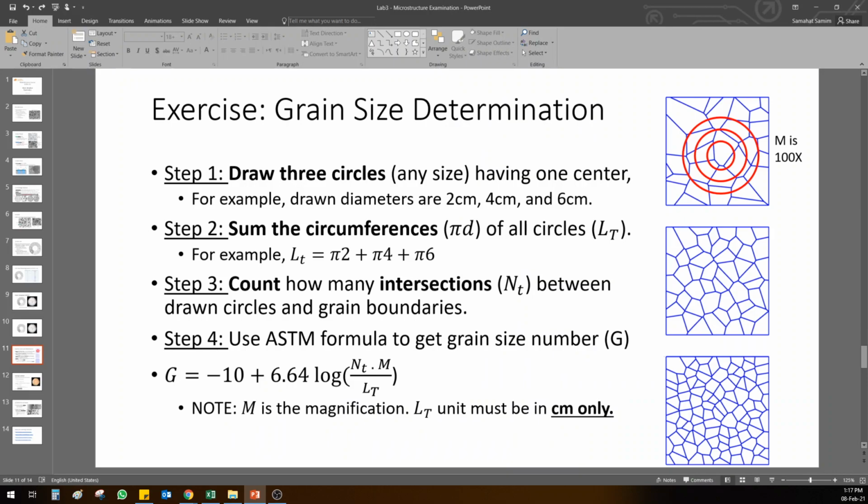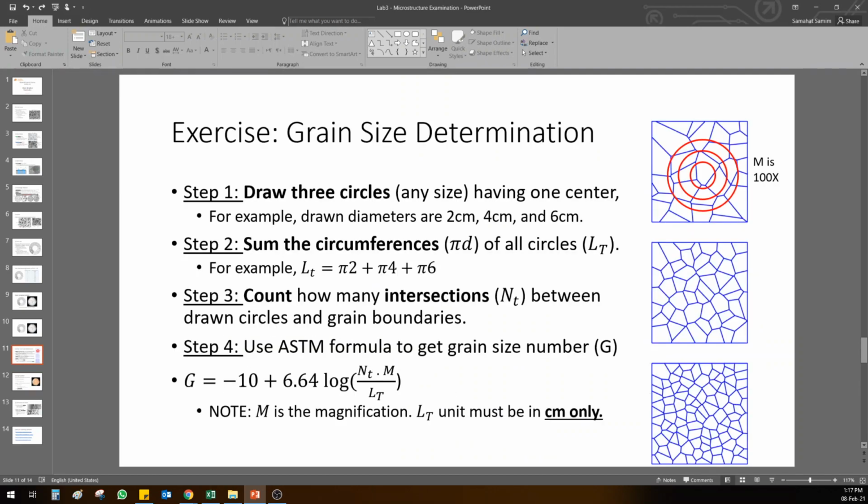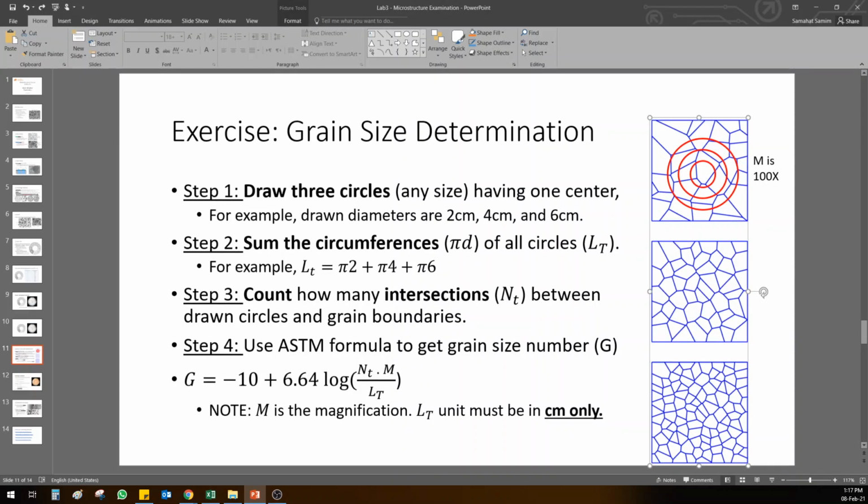The second method for finding the grain size is the intercept method. How do we do it? It's a 4-step method and you use a formula and some graphing technique to find it out. Let me go through this. This picture is showing an example, but the next picture will show a real microstructure also. So let's go through this example in the beginning. The first step in this method for finding the grain size is to draw 3 circles.